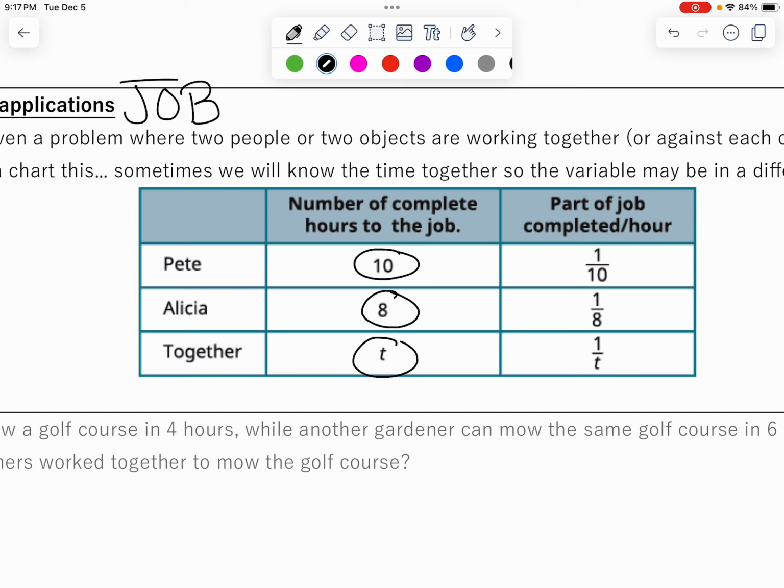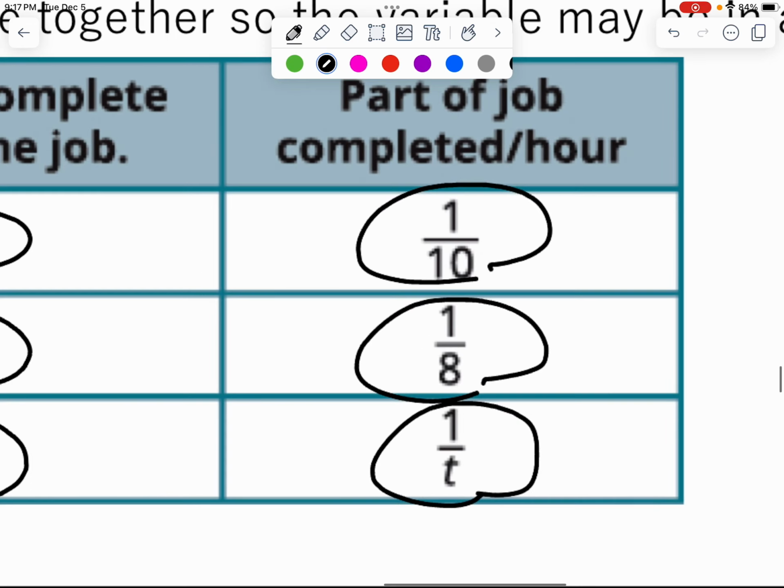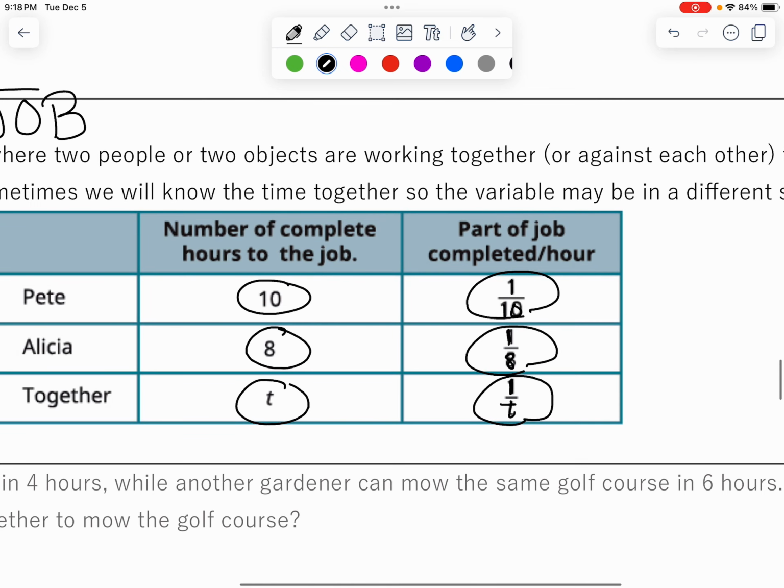Okay. Pete completes the job in 10 hours. Alicia in 8 hours. Time together would be unknown. Sometimes I do want the part completed, like Pete would do 1/10, Alicia 1/8, and then the total time was 1 over T. So it's almost like Pete does one job in 10 hours, Alicia one job in 8 hours, one job in, I don't know, time together. So that T will always stand for time together. I'm writing that down.